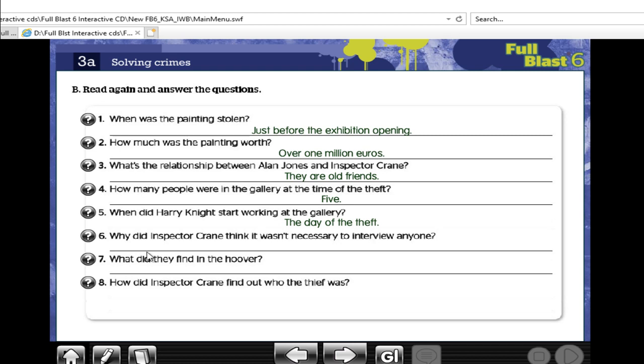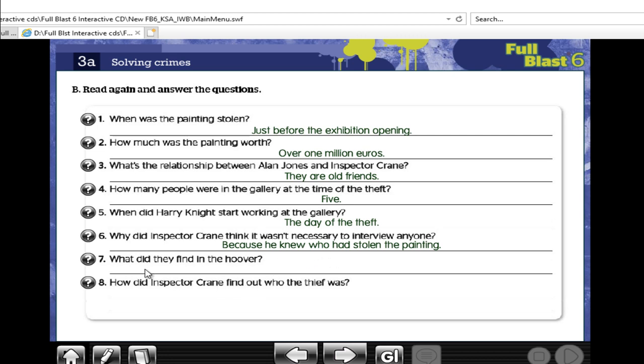Number 6. Why did Inspector Crane think it wasn't necessary to interview anyone? What does necessary mean? Necessary means required to do something. So why did Inspector Crane think it wasn't necessary to interview anyone? Because he knew who had stolen the painting.